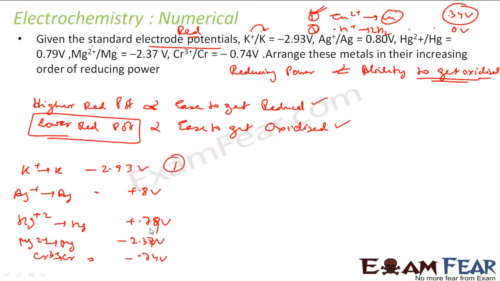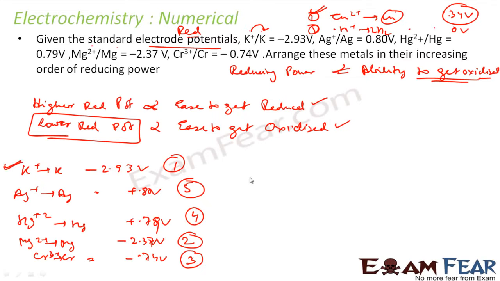What is the second value? Second least is this one. What is the third value? Third is this negative value, and all the rest are positive. So fourth will be plus 0.79, and then only plus 0.80. This is the order.